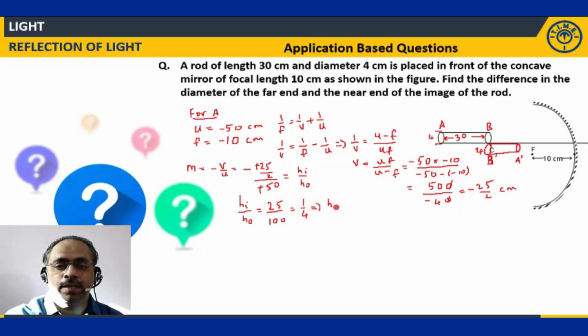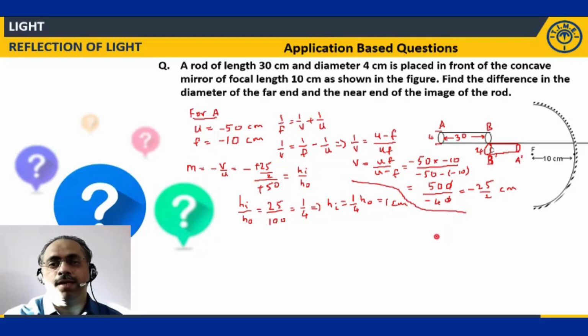So implies height of the image here is equal to what? 1/4 of the height of the object. That means height of the object is nothing but diameter at the end A, that is 4 centimeters. So if I substitute HO is equal to 4, I will get this as 1 centimeter. Okay. What is the diameter at the end B? It is nothing but 4. At the end A, it is A dash, it is 1 centimeter. So what is asking? Difference in the diameter of the far end and the near end. Far end is B dash, near end is A dash.